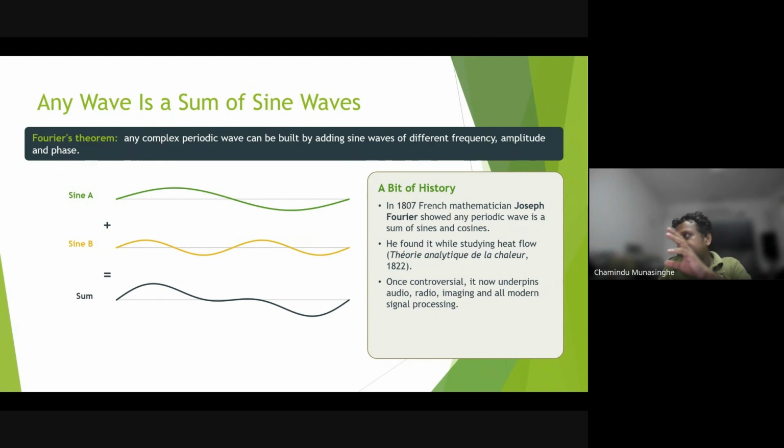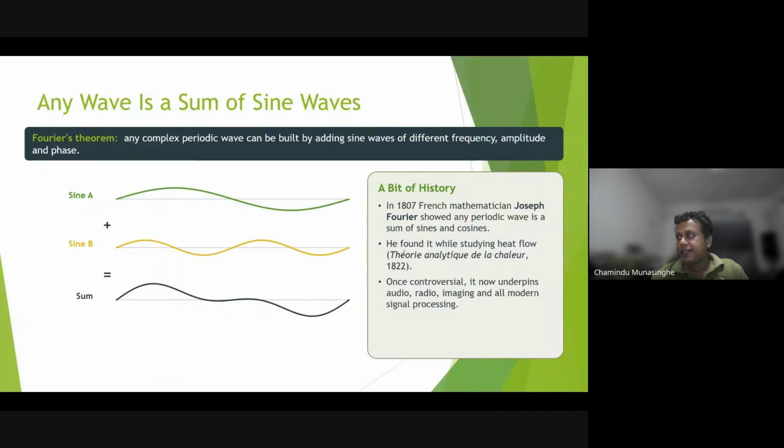I mean, cosine again is a sine, but 90 degrees apart. So essentially, we can do it using sines, but usually when we express it, we use cosines so that we can omit that π/2 in that angle. So anyways, this guy Fourier showed, while studying heat flow, that any complex signal can be given as a sum of sinusoids, right?